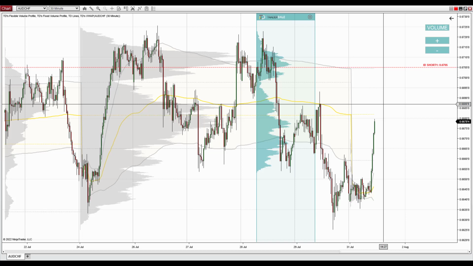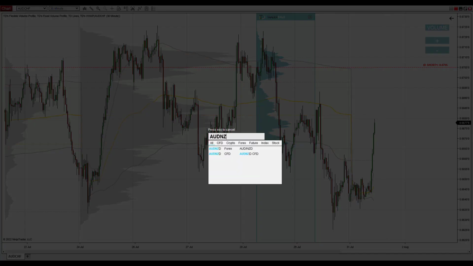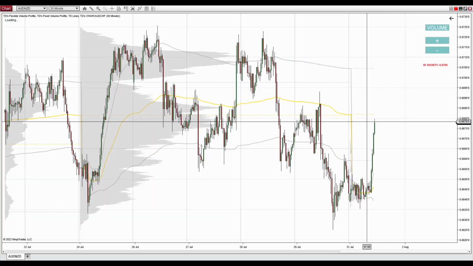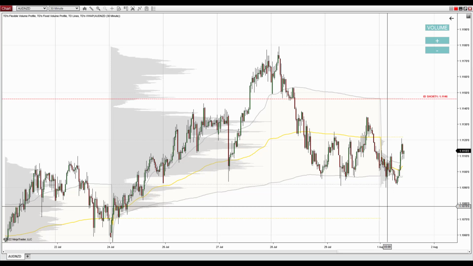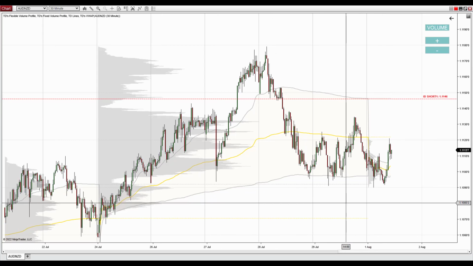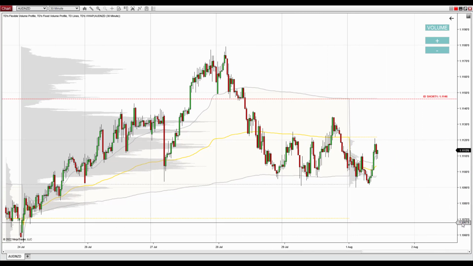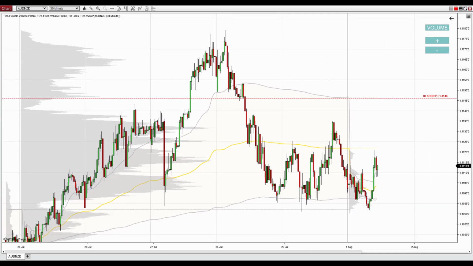And let's check out another trading idea, and the next one will be on the Australian dollar, New Zealand dollar. So this is a 30-minute chart of the Australian dollar, New Zealand dollar. And what I have in here is a setup which is called the trend setup. I use it when there's a trend, like, for example, in here.